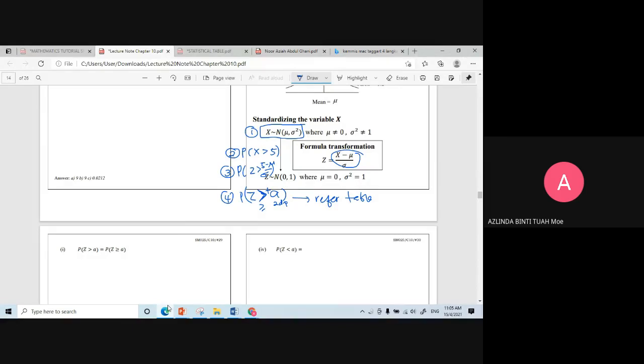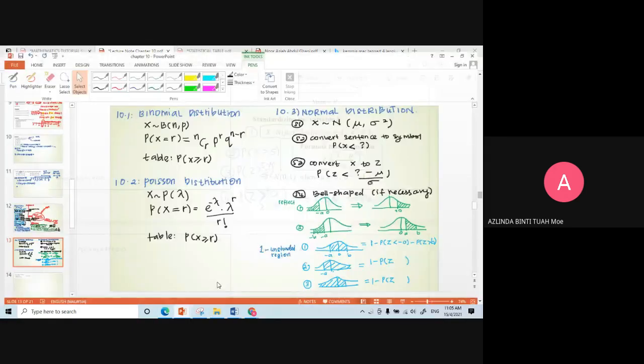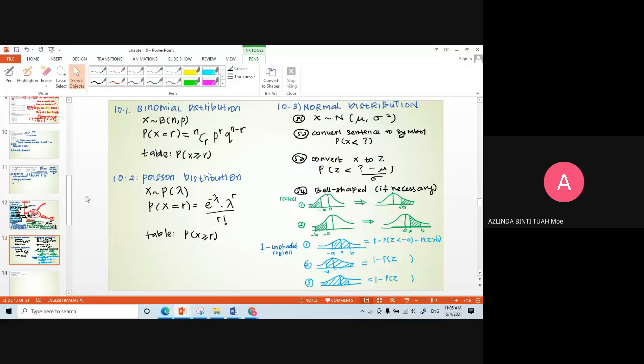The three conditions before you can refer to the table of normal: it must be greater than, it must be a positive value, and A must be in two decimal places. So kalau dah dapat convert dalam bentuk ini, boleh terus refer table. So there are four steps to use the normal table.